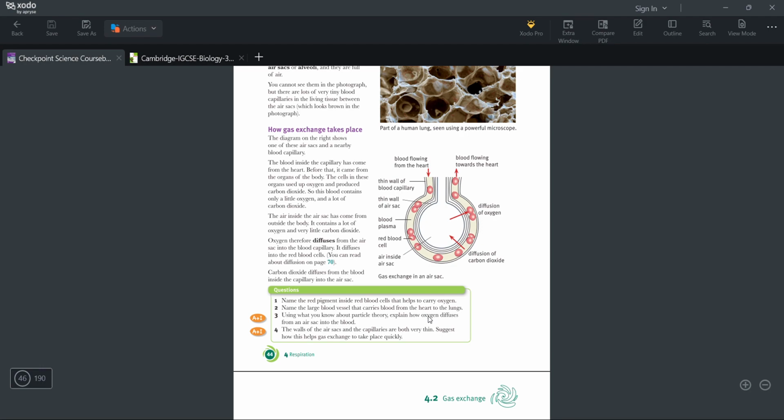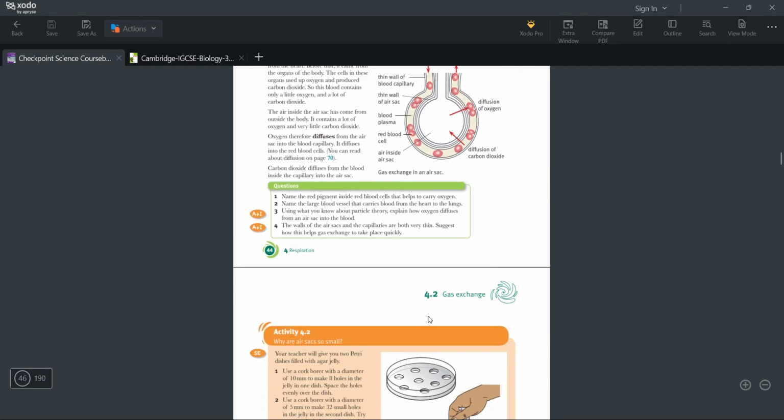And then the walls of the air sacs and the capillaries are both very thin. Suggest how this helps the gaseous exchange to take place. It just means that it reduces the distance over which your diffusion from inside to outside or outside to inside needs to happen. That distance is shorter and therefore more efficient. Okay.